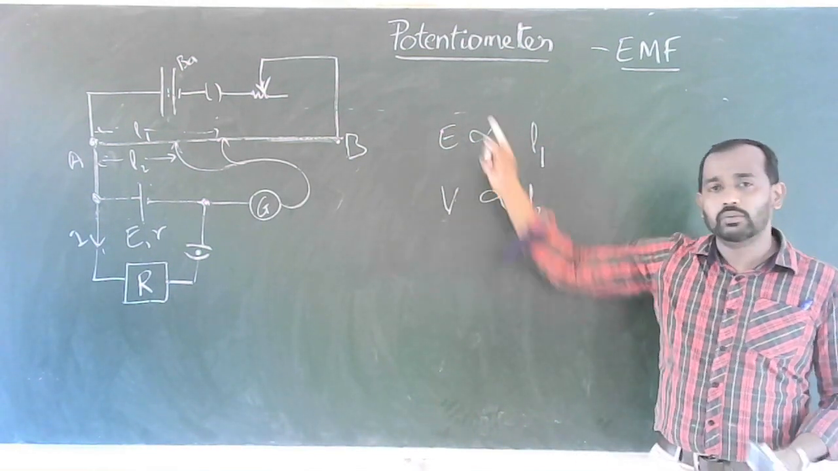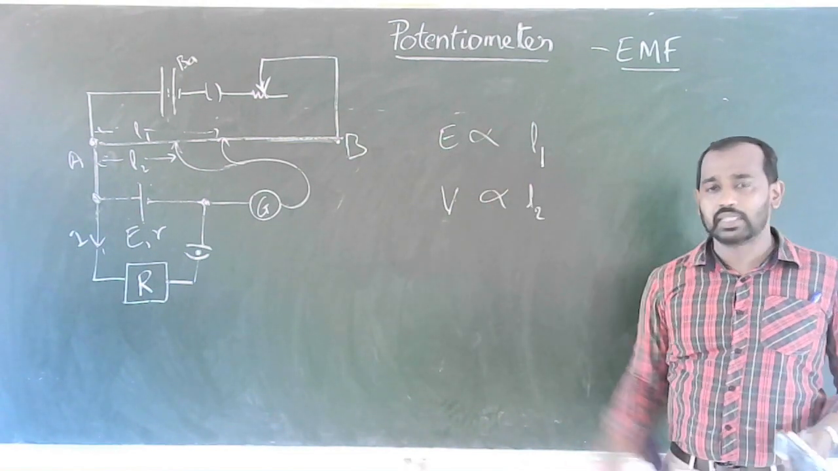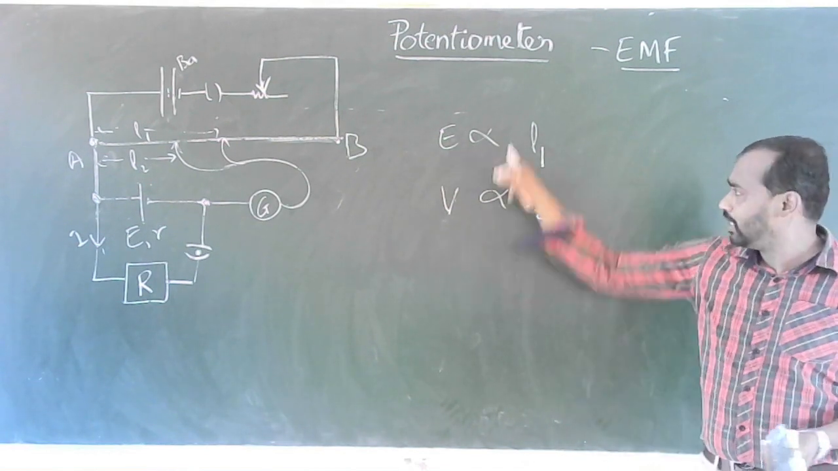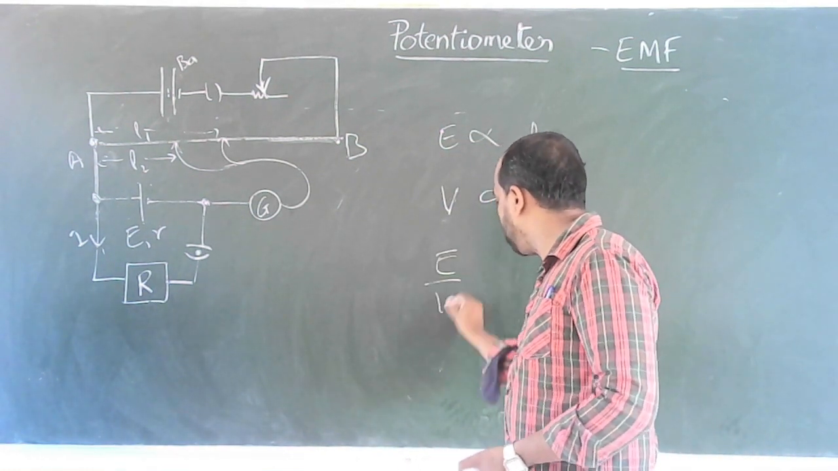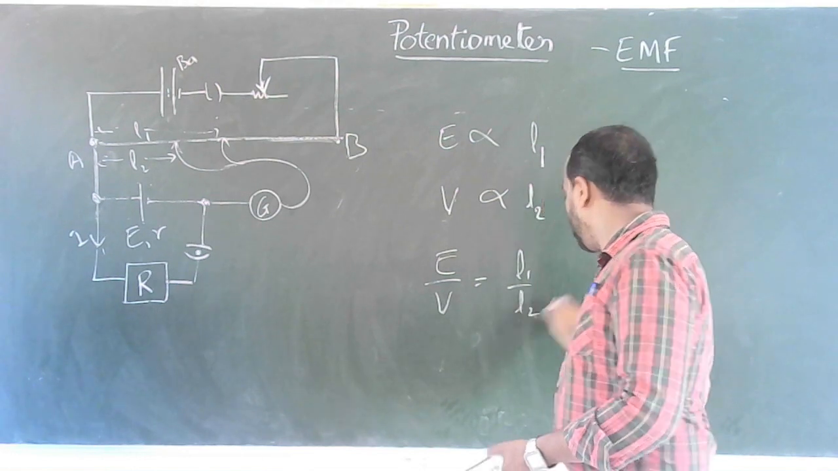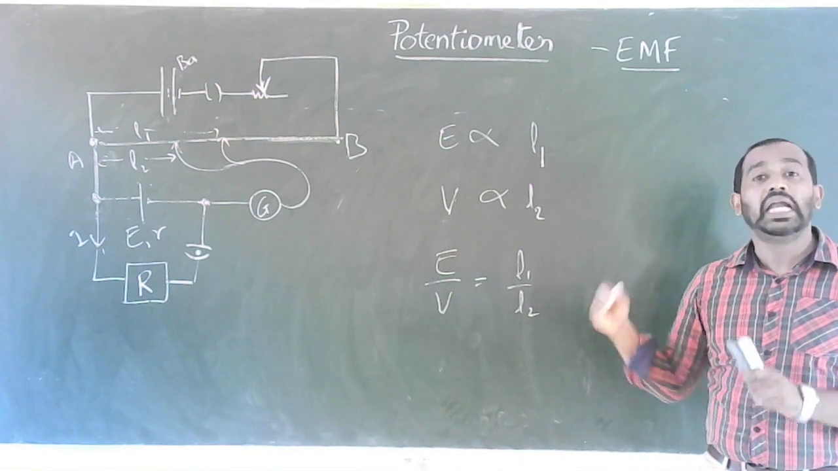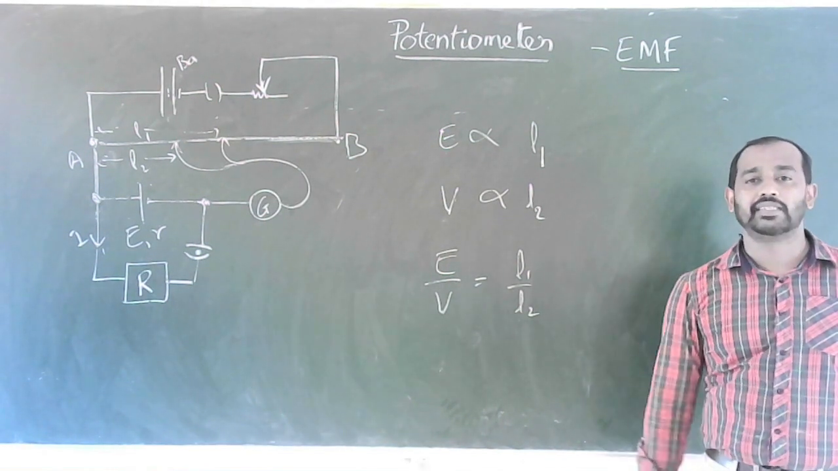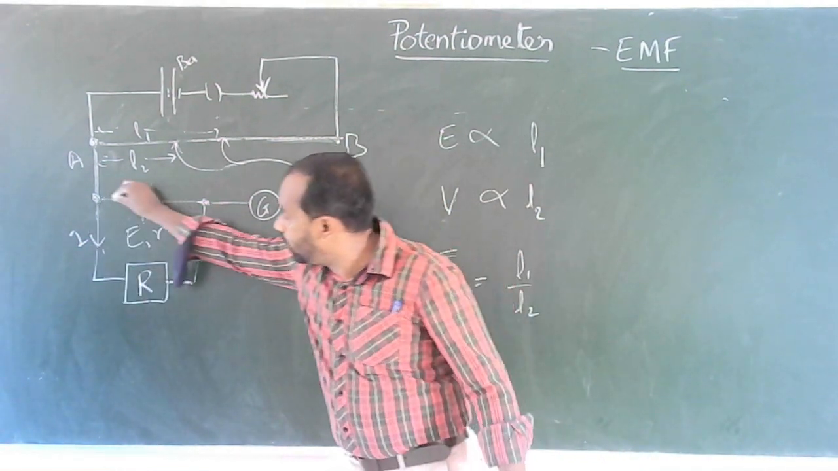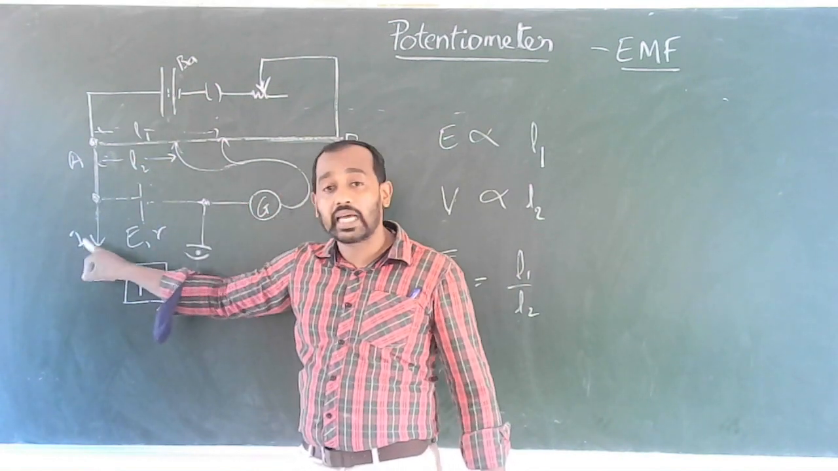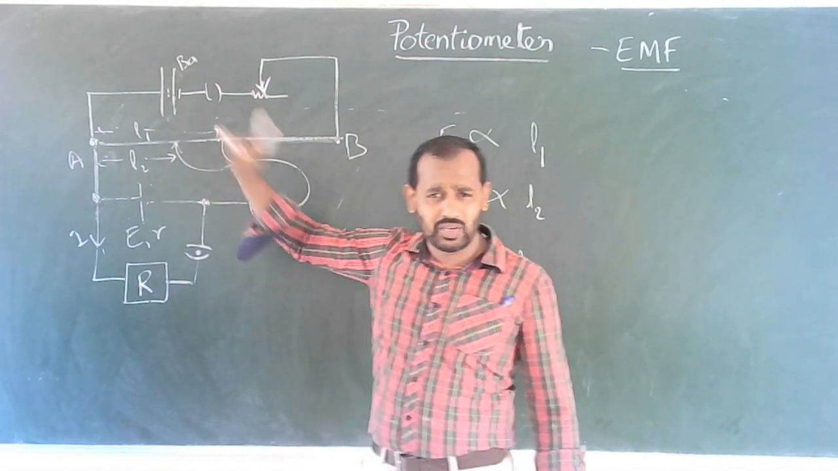Now, if we divide these two, like we have done before while comparing the EMFs, earlier there were two EMFs. Now, one is EMF, the other one is terminal potential difference. They are proportional to their lengths. Therefore, when you take the ratios, we get E divided by V is equal to L1 divided by L2. What is our objective? Our objective is to determine the internal resistance. That's why we consider the current flowing in this branch only, not in the potentiometer wire. I is the current flowing in the cell and the external resistance R, not through the potentiometer wire. We do not need that.